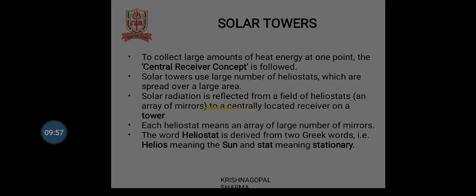Solar towers. To collect large amount of heat energy at one point, the central receiver concept is followed. Solar towers use large number of heliostats which are spread over a large area. Solar radiation is reflected from a field of heliostats to a centrally located receiver on a tower. Each heliostat means an array of large number of mirrors. The word heliostat is derived from two Greek words, helios meaning the sun and stat meaning stationary.